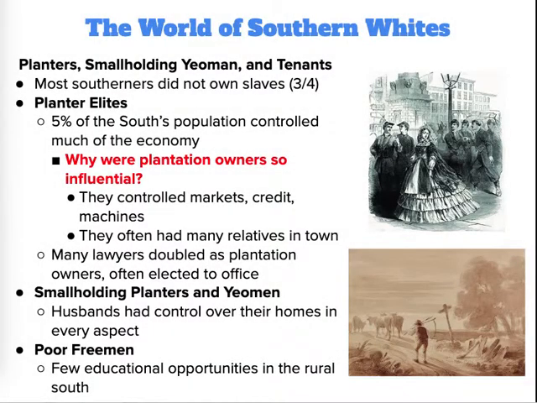Planters, smallholding yeomen, and tenants. The planter elites. Although slavery impacted all Southern society, most whites did not own slaves. In 1830, 36% of Southern whites owned slaves. By 1860, less than 25% did. Slave ownership varied by region. In the Cotton Belt, 40% of whites owned slaves compared to only 10% in the hilly Appalachian Mountains.